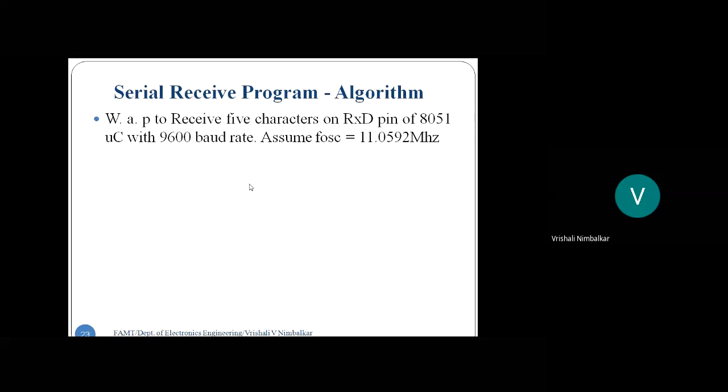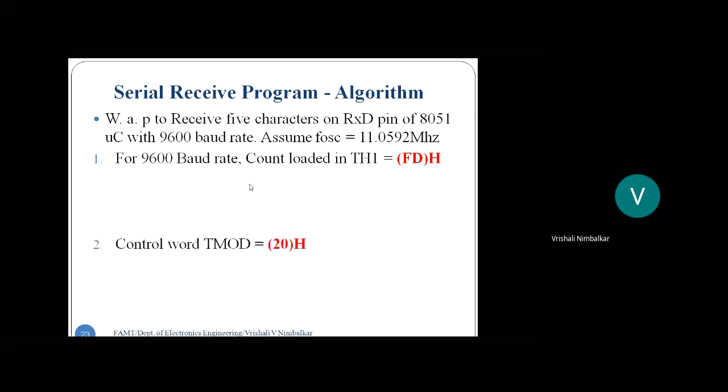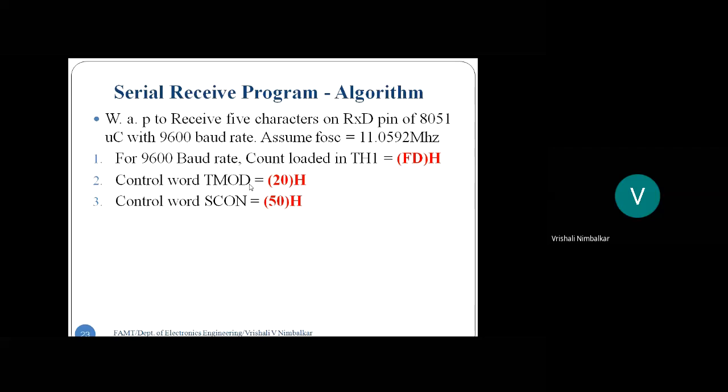Okay, so we did the count calculations. We found out SCON control word 50, TMOD control word 20. So we found out the count FD hex. Then the TMOD was 20 hex control word. SCON, the control word is 50 hex.